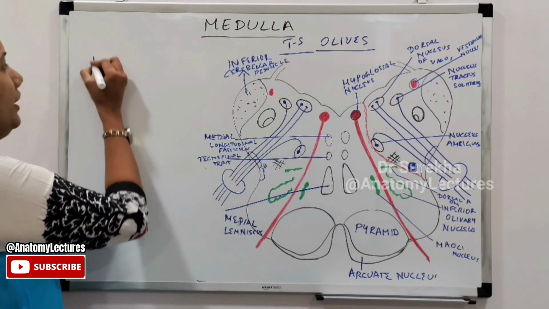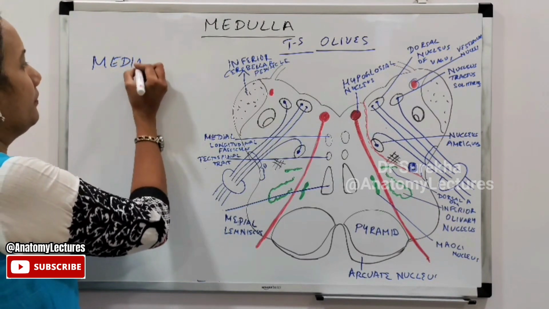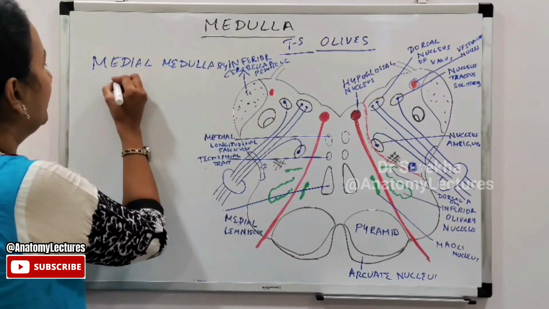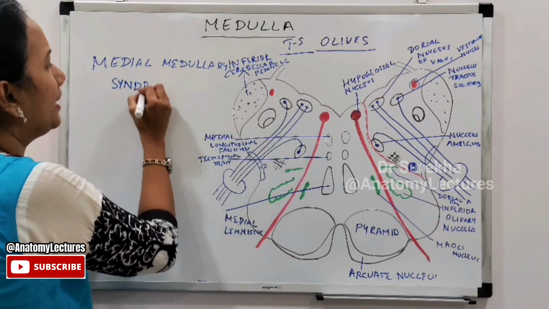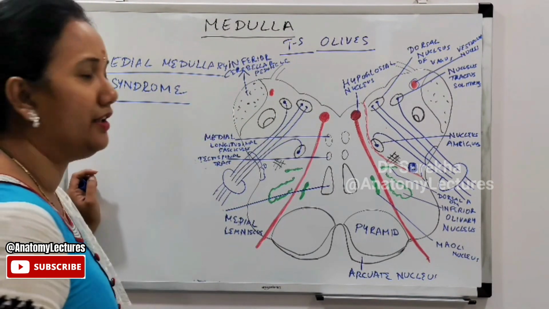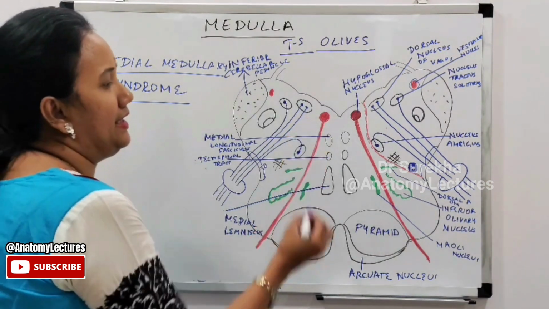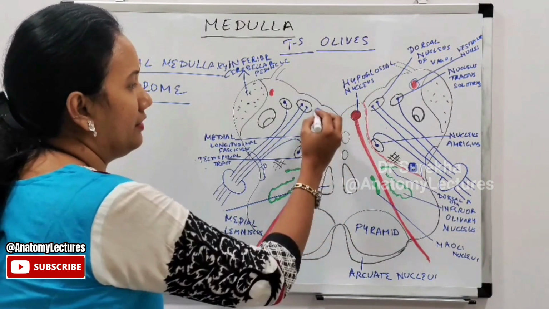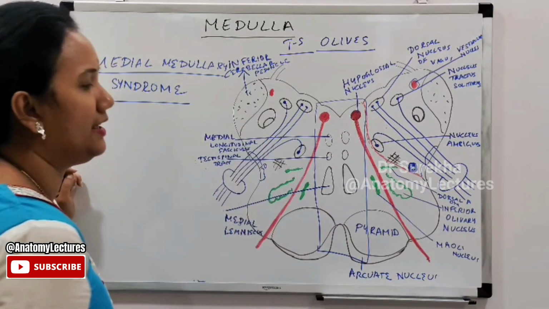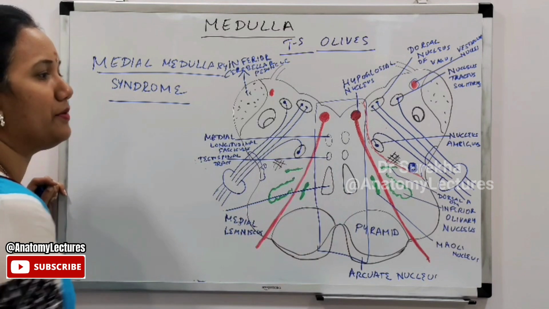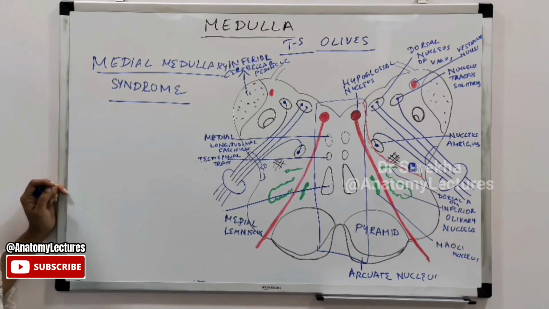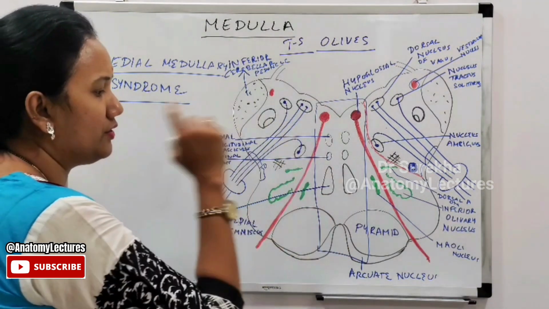Now we will discuss the medial medullary syndrome. The medialmost part or the paramedian part of the medulla is supplied by the branches of the vertebral artery. So if there is any ischemia to this paramedian region, so this is the paramedian region. Okay. If there is any ischemia which hampers the blood supply to this region, that will give rise to this medial medullary syndrome. So what are all the structures which are involved here?